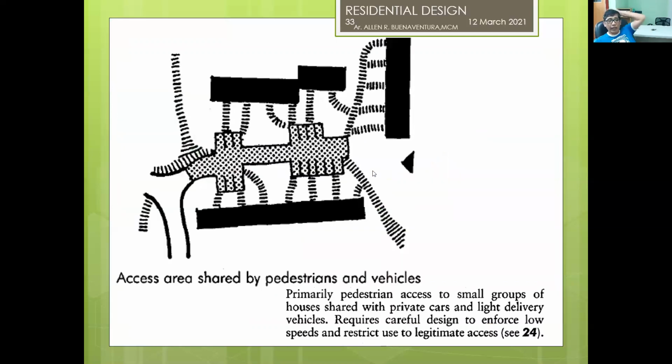Okay. So, area shared by pedestrian and vehicle. This is another solution when you share pedestrians with vehiculars. Primarily pedestrian access to small groups of houses shared with private cars and light delivery vehicles, required careful design to enforce low speed and strict use of legitimate access.